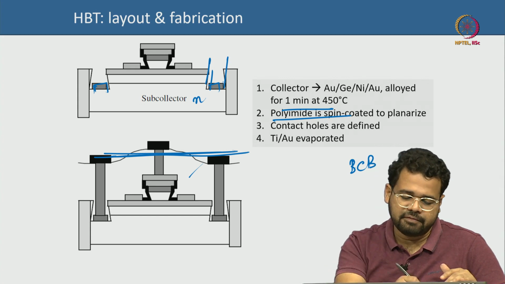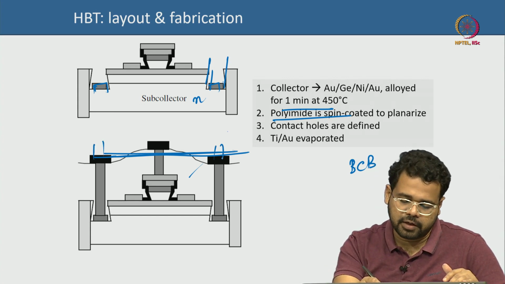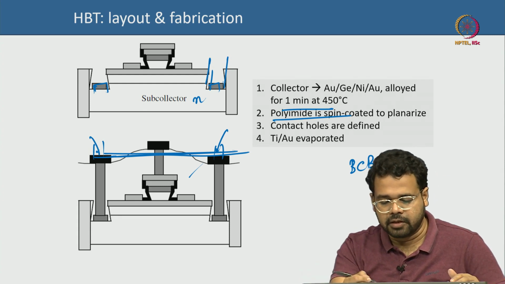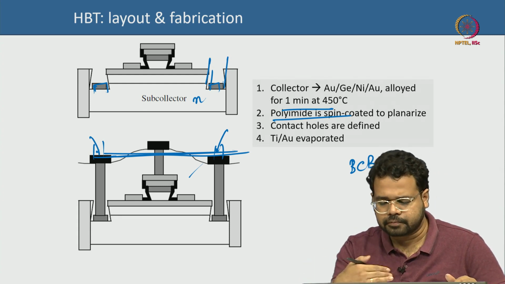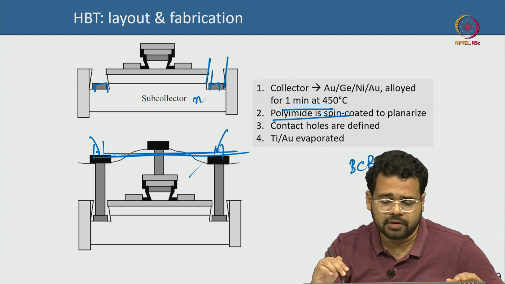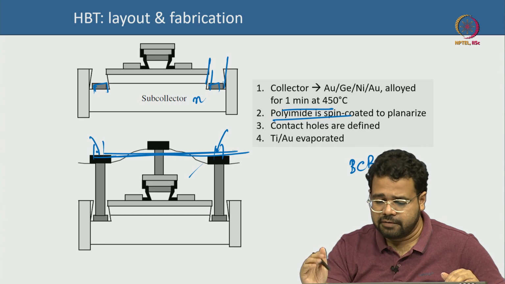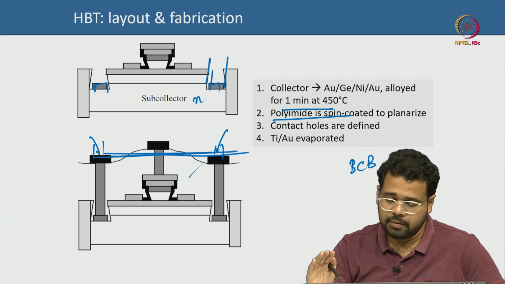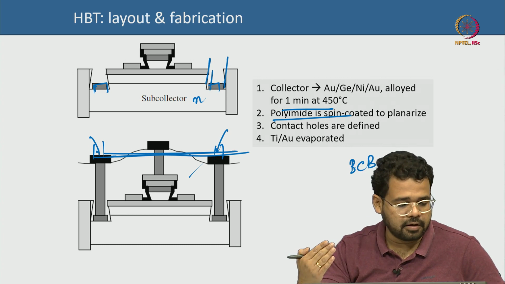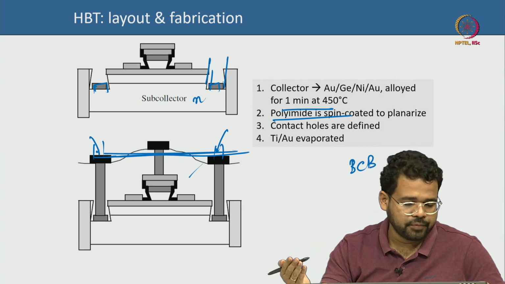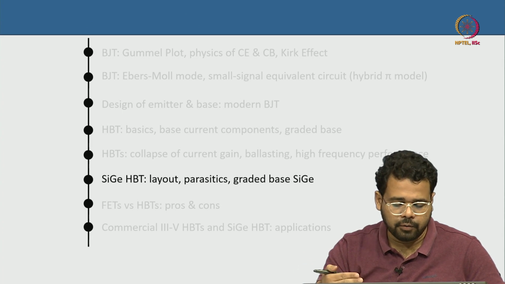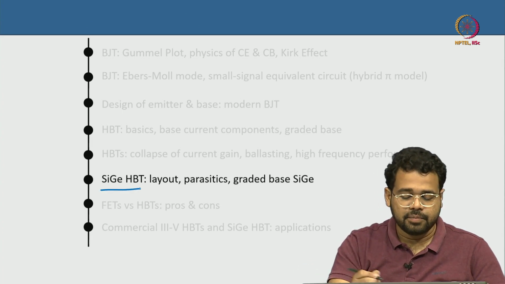Then you can define via holes, the contact holes where you can actually probe the pads, and that's it, and you deposit Ti/gold to make the contacts to the pad, and that concludes your basic III-V HBT process. But again, this is a very basic process. Advanced HBTs have a very complicated process because you have many more steps when you go to deep submicron record-breaking compound semiconductor HBTs.